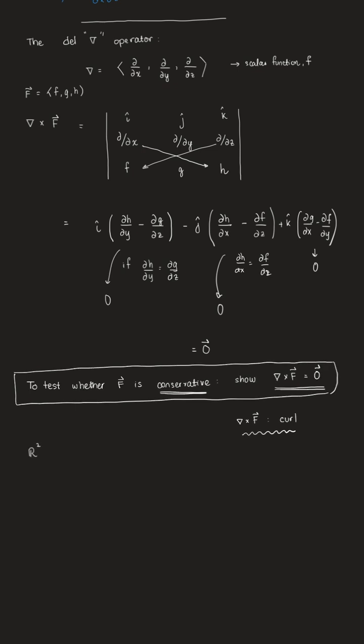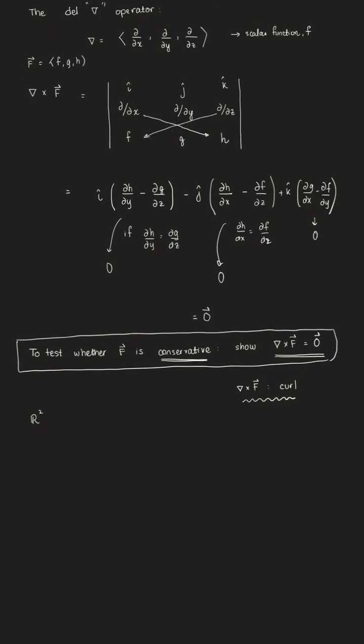We would need to convert our field to a field in R3 by letting the k component be zero, or we can just remember that this one's a little bit easier to remember: we just do our mixed partials, make sure that they're equal to each other, and just check that.